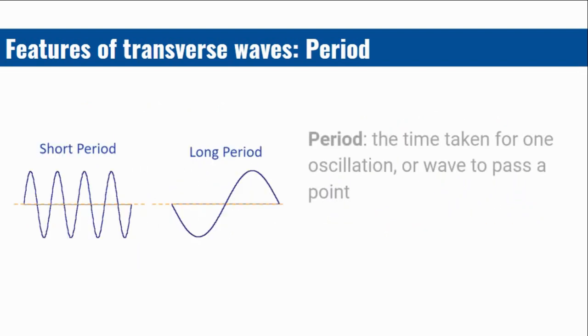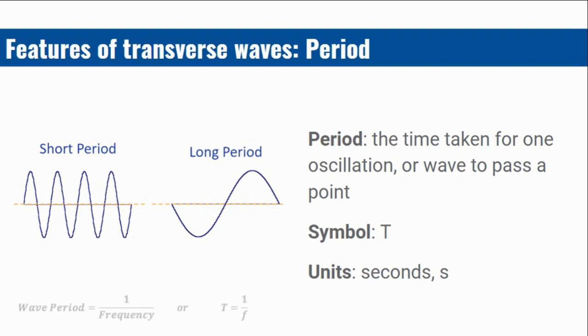So a wave period is the time taken for one oscillation or one wave to pass a point. Wave period is abbreviated with a capital letter T, and because it's a measurement of time, we use the standard units of seconds. Wave period is actually the inverse of a wave's frequency, which just means that it's equal to 1 over the wave frequency.